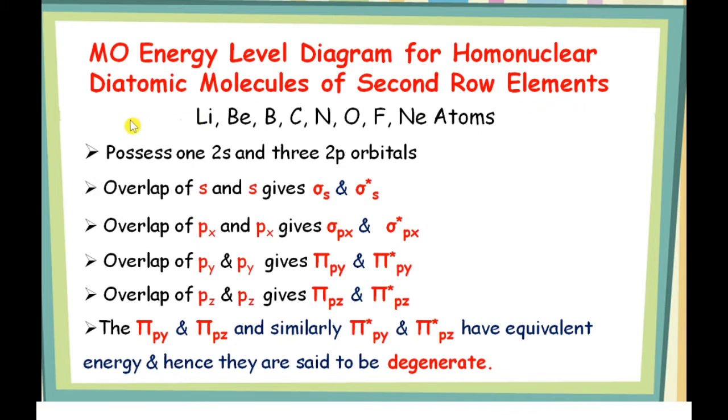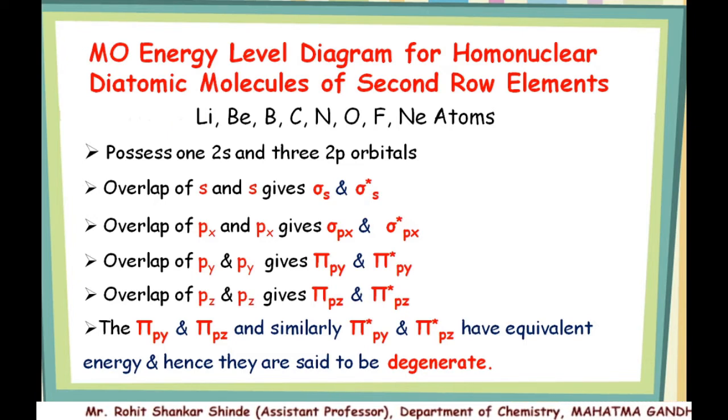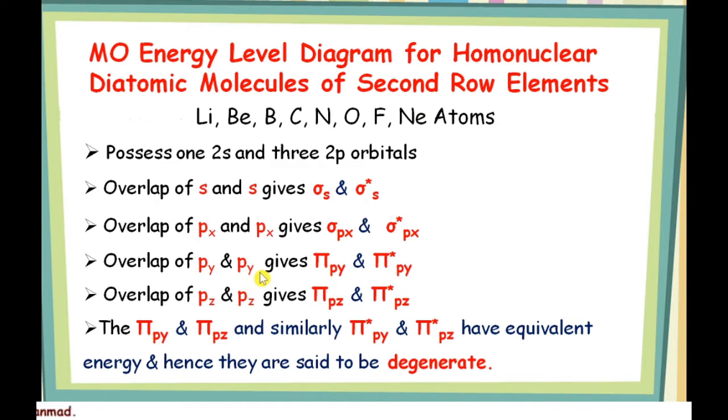The second row elements of the periodic table consist of the elements from lithium to neon. These elements possess one 2s and three 2p orbitals. The s-s combination of atomic orbitals forms a sigma bond. The px-px combination also forms a sigma bond, while py-py and pz-pz combinations form pi bonds because there is sidewise or lateral overlapping.